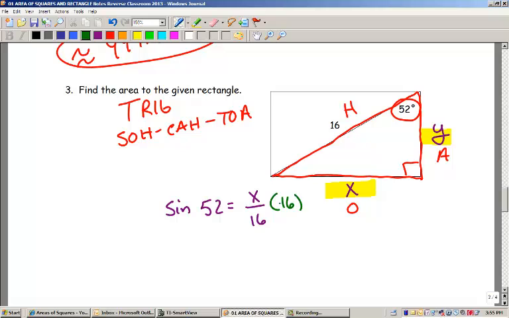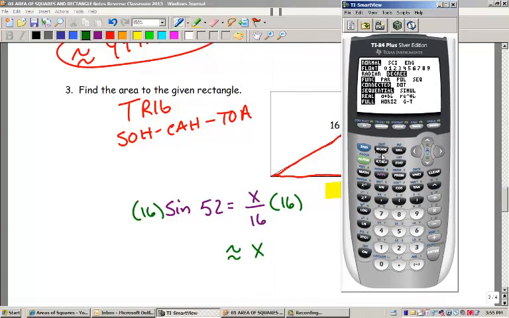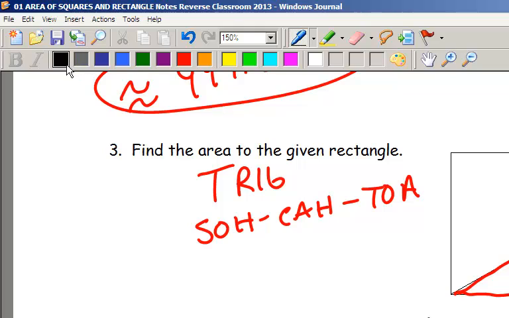In this case, all I need to do is multiply both sides by 16 to give me an approximate value for my X. First thing you want to take a look at is, are you in the right mode? MODE, third line, degree, we are good to go. And you would hit 16 times sine 52. And you want to go to two decimal places. So we're looking at 12.61. So my X, this piece, is 12.61. That is one of my dimensions. So right now I have the area of the rectangle to be 12.61 times something else.